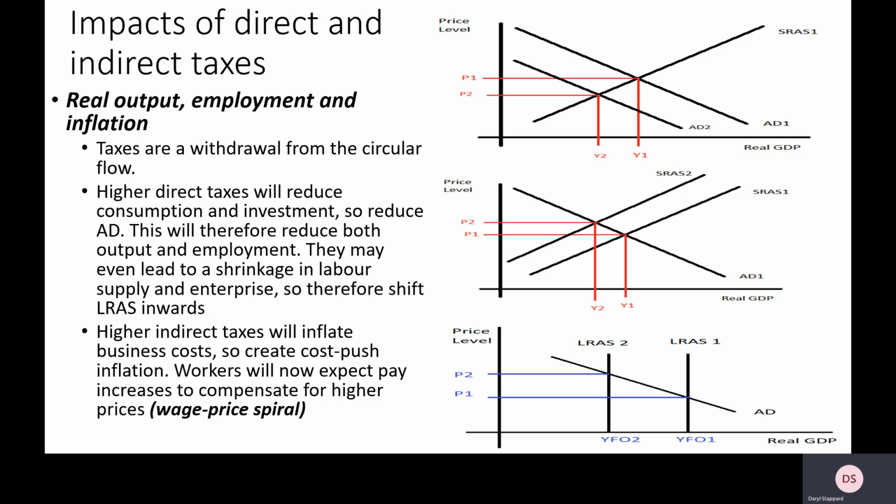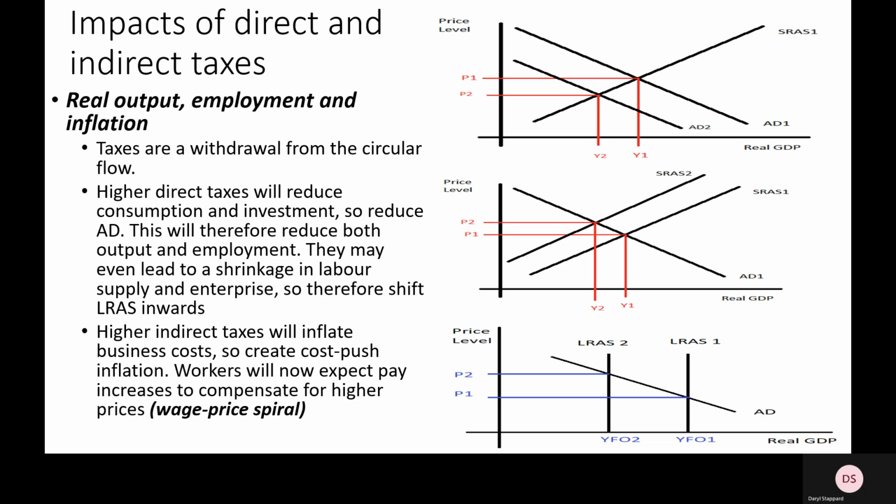Now, it's also worth noting as well, look at the bottom diagram, that if you make tax rates too high, it can lead to an inward shift in long-run aggregate supply. If, for example, you increased direct taxes, such as income tax, you might reduce the supply of labour, as fewer people become willing and able to work. But also, if it's discouraging businesses, that's less investment, less capital, and that would also reduce the LRAS curve in the economy.